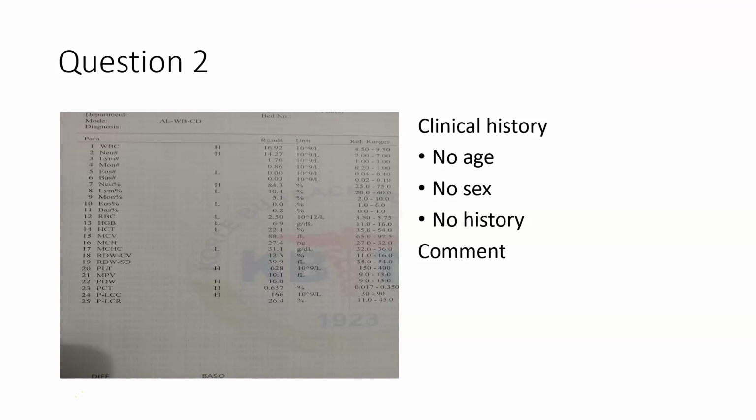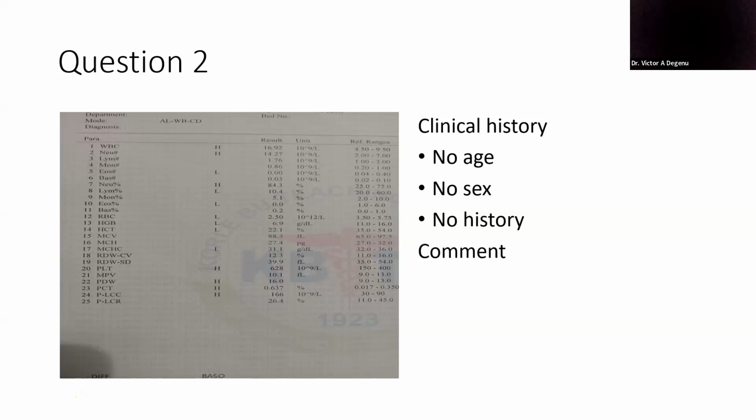All right. So all that we are saying is just an assumption that we want to propose. We are just assuming that there's no age, no sex, no history, but we can do something. So what do we do?